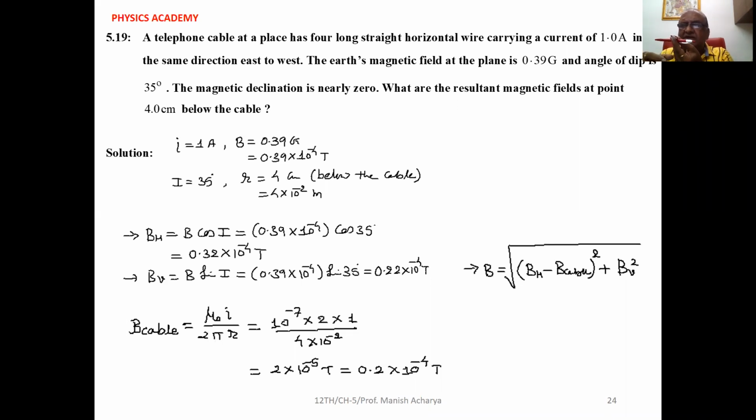It implies that below the cable, Earth's horizontal field and the field produced by cable are both in mutually opposite directions. So the resultant field due to Earth's horizontal component and cable's field we can write as BH minus B cable, because both are exactly in opposite direction.